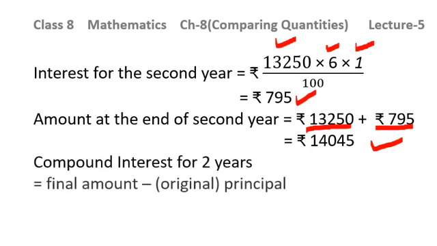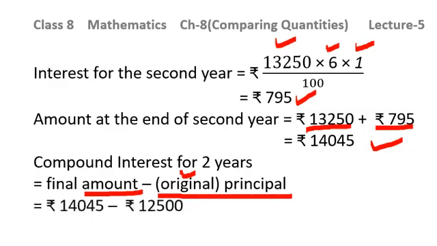Now I need to find compound interest. Compound interest for 2 years will be final amount minus original principal. Here you will be taking the original principal. So final amount is 14,045 minus 12,500, the original principal. Then it will be 1,545. This will be your compound interest for 2 years. So children, I am repeating it. First of all, you need to calculate the interest for 1 year using the simple interest formula. And then you need to find out the amount.